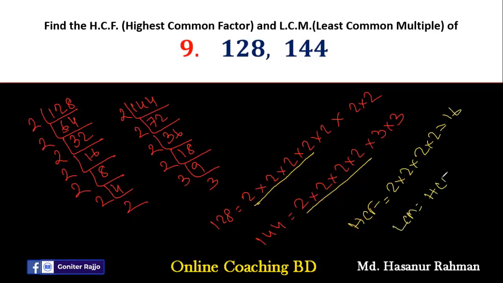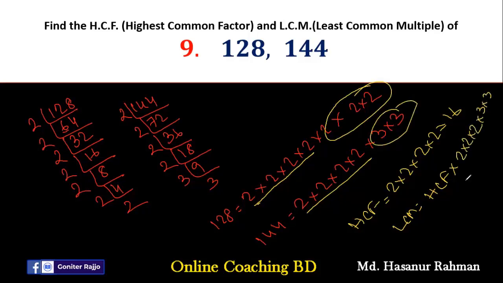LCM should be HCF multiplied by the rest of the numbers. Look at this. The rest of the numbers are 2, 2, 2, 3, 3: 2 multiplied by 2 multiplied by 2 multiplied by 3 multiplied by 3. So it is 16 multiplied by 8 multiplied by 9. If you multiply 16, 8 and 9, you will get 1152.